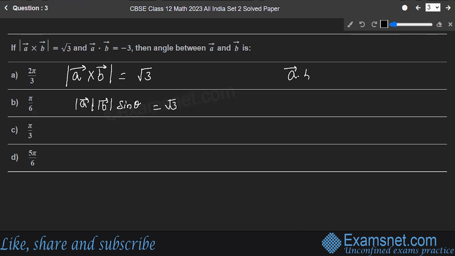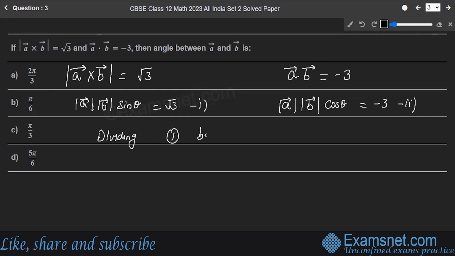And the dot product of the two vectors is equal to minus 3. This gives you magnitude of A times magnitude of B times cos of the angle between them is equal to minus 3. Let's say this is 1 and this one is 2. Dividing 1 by 2, you get sine theta upon cos theta is equal to root 3 upon minus root 3. That is equal to minus 1.